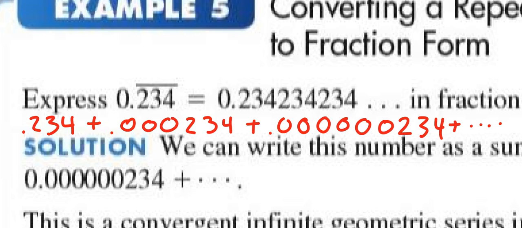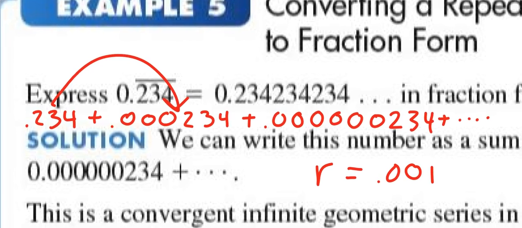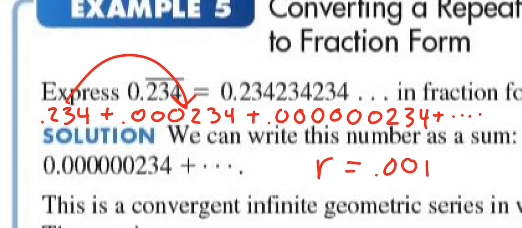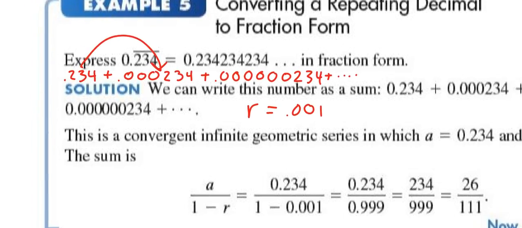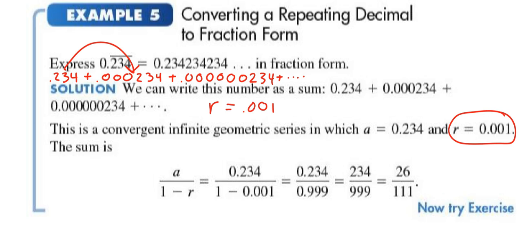If we do that, what's the multiplier? What are we multiplying by to go from one term to the next term? 0.001. How'd you figure that out? Any term divided by the previous one, right? Any term divided by the previous one. Plus it says so right over here.